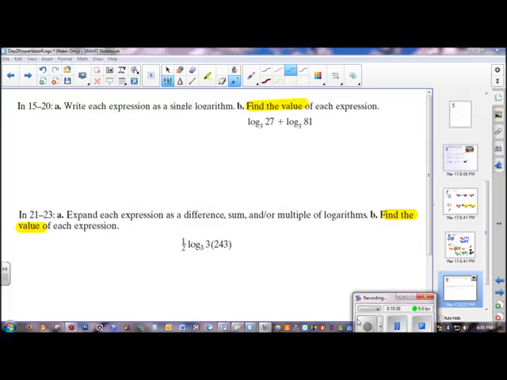Last 5 minutes of the video will be a couple of different example types from your homework, and then I'll put the answers to this homework sheet at the end of this video.